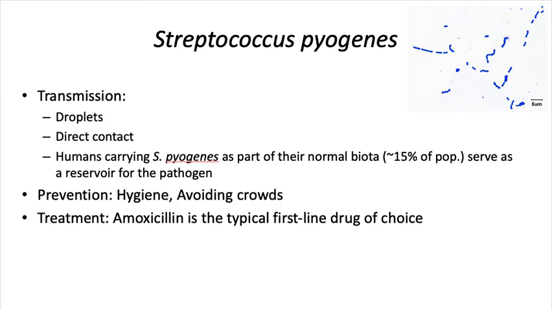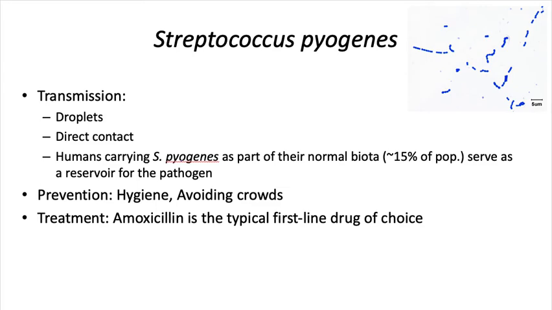However, many humans have Strep pyogenes as a part of their normal microbiota. And these individuals serve as a reservoir for the pathogen and can spread it to others. And they themselves can also get sick if the balance of their oral microbiome gets off, or if the bacteria are under particularly stressful conditions, they may become pathogenic under certain stressed conditions.